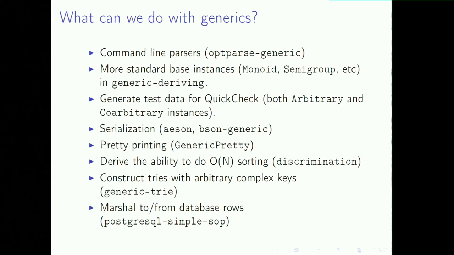type. There's the ability to construct tries or trees, however you want to pronounce it, generically. So the key of any of these trees can be any data type that's generic. And there's also some serialization to Postgres rows as they come over the wire.